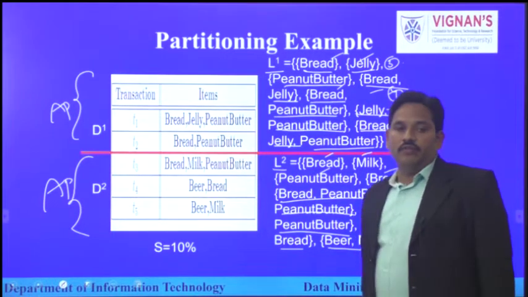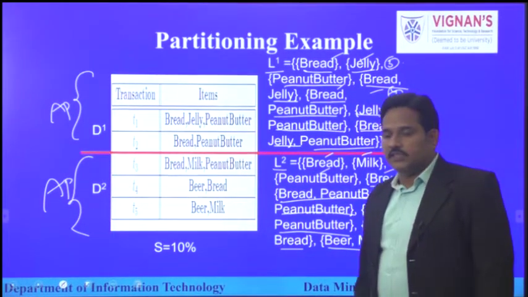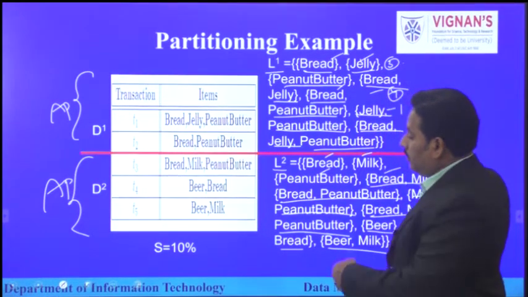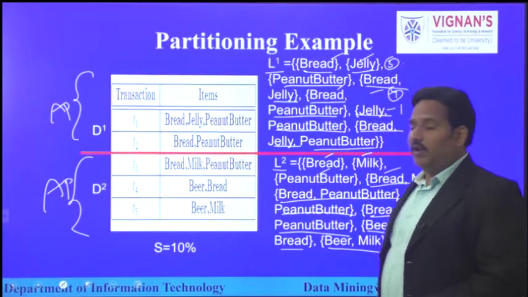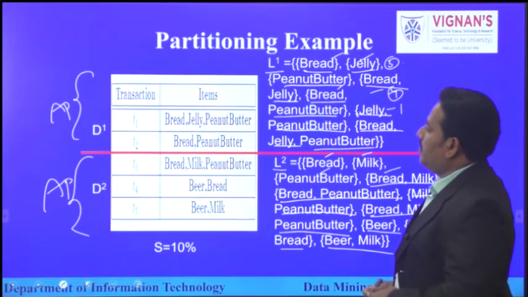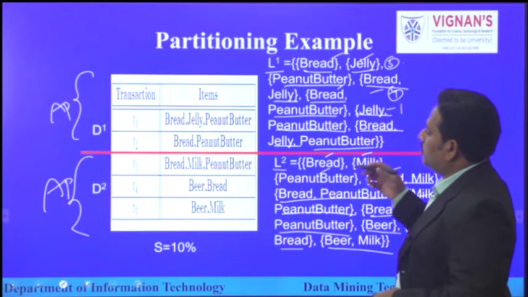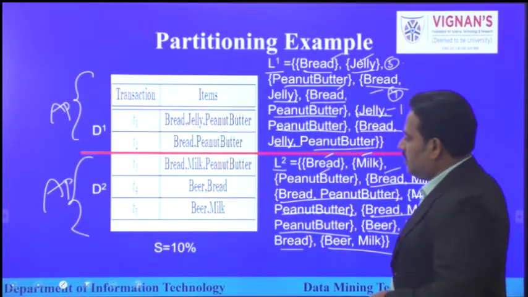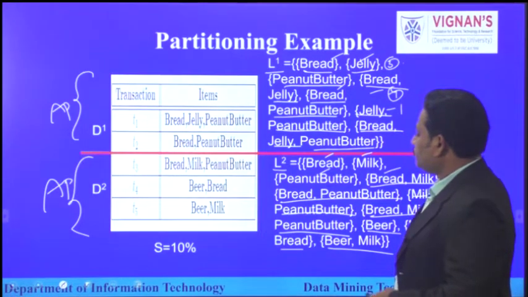So the support value is 10. Here we can also increase it. General support will be taken as minimum 30 to 50. If you take 10, you will have a larger number of item sets. So here what we have done is, we applied the Apriori algorithm in parallel on 2 partitions of the database, that is D1 and D2.